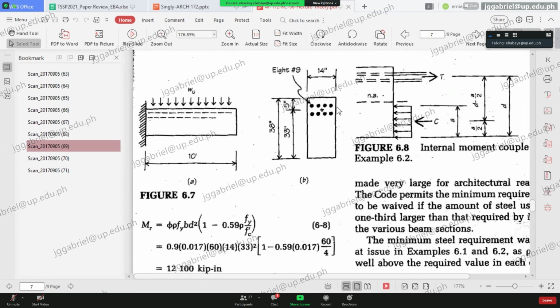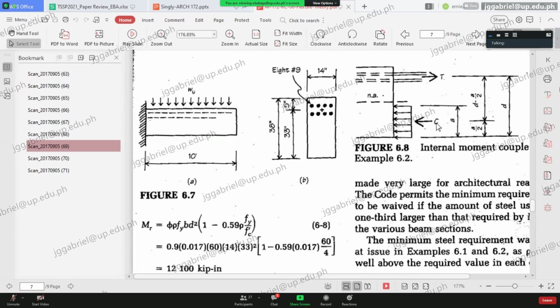Now, question: why is the reinforcement placed at the upper portion of your beam? Bakit? This is the answer. Because for a cantilevered beam, the upper portion will be in tension, and the lower portion will be in compression. So therefore, your tension reinforcement should be at the upper part ng beam natin.